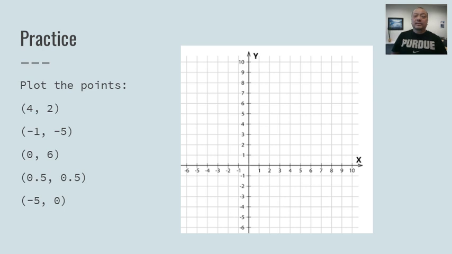Let's now practice. Plot these points: (4, 2), (-1, -5), (0, 6), (0.5, 0.5), and (-5, 0). Press pause, find some paper, draw the axes, and plot these points. Come back when you're done.